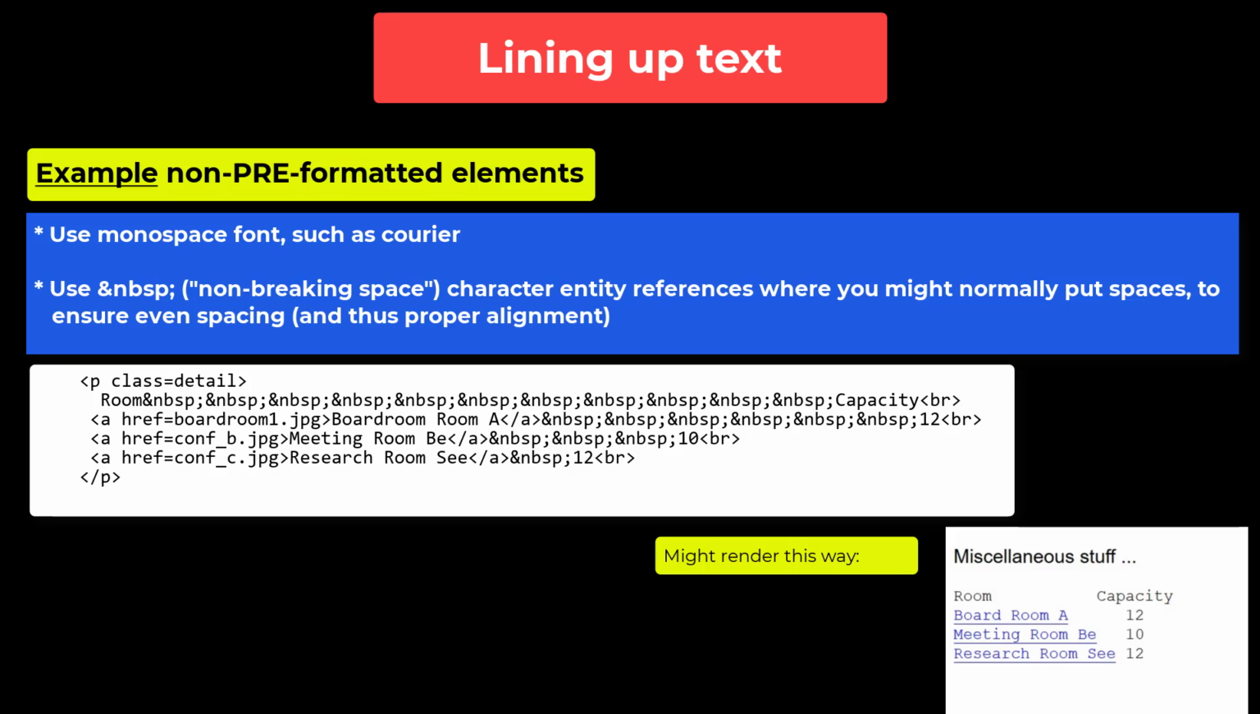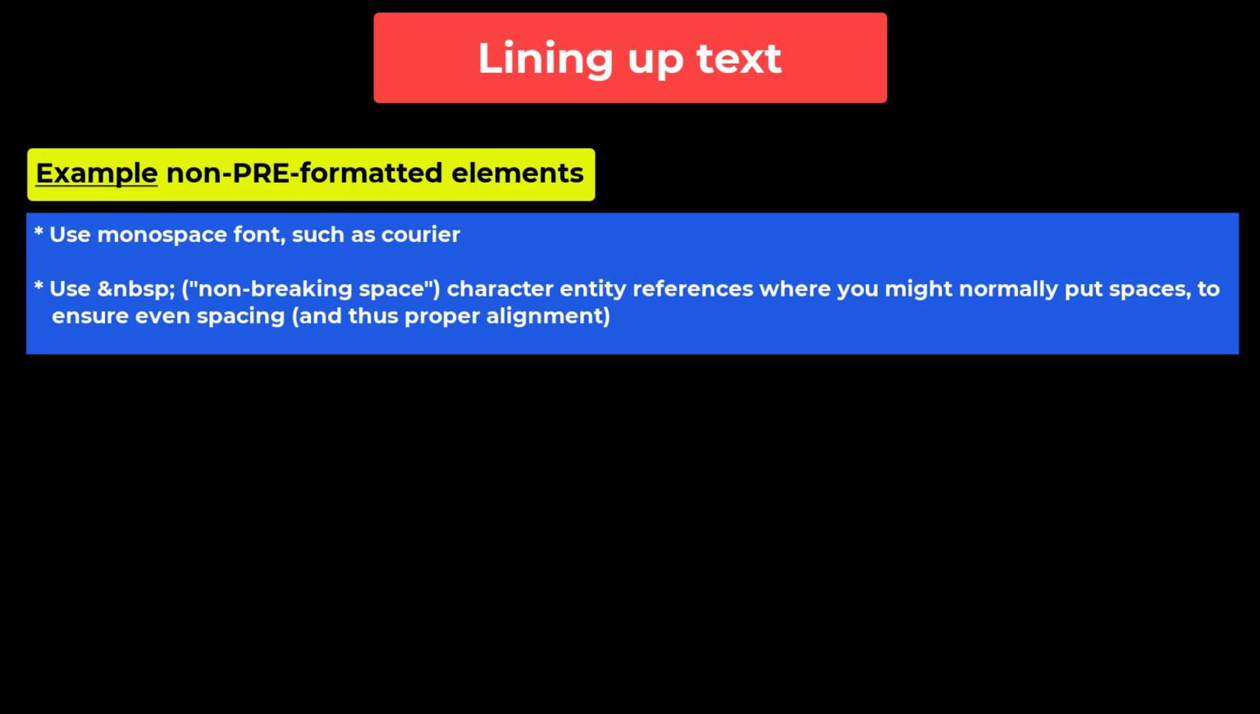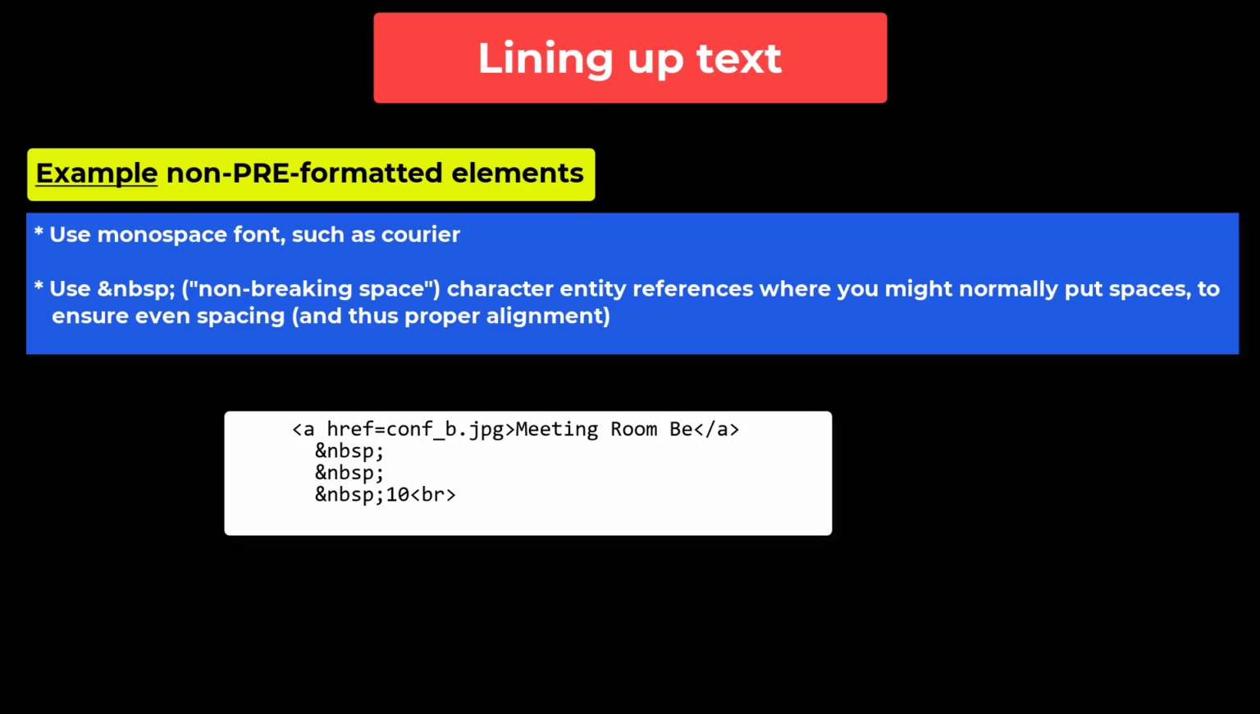Technically, you should probably change the spaces between board and room and A and so on to also be &nbsp;, but this seems to be working. If you don't like lines to be too long in your editor, you can code things this way. So I have my A tag, meeting room B, and then each non-breaking space on a separate line. And this works, although for some reason it seems to require a different number of non-breaking spaces using different coding styles.